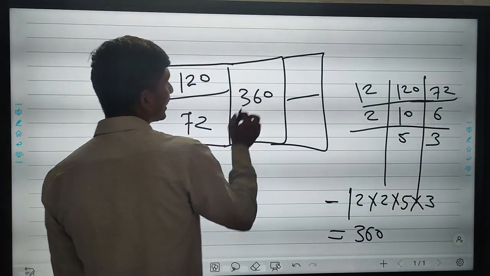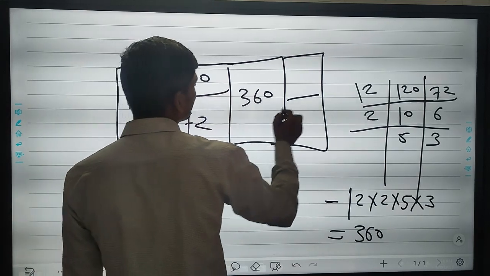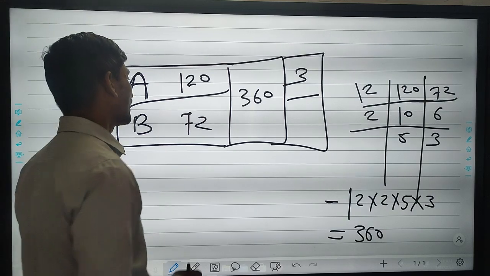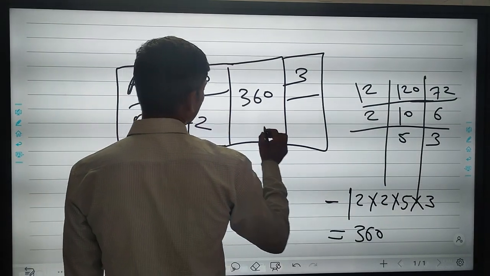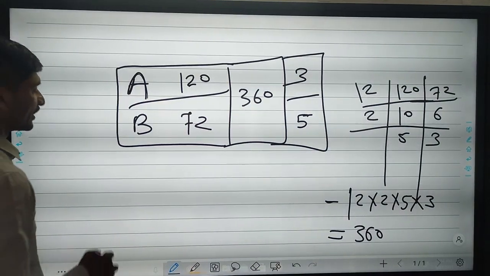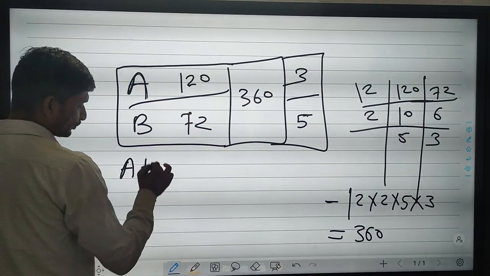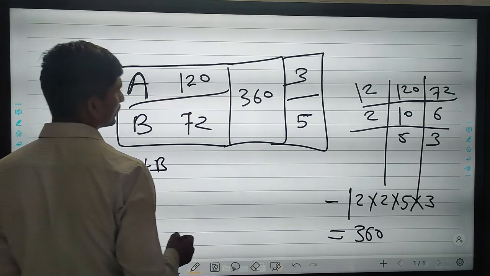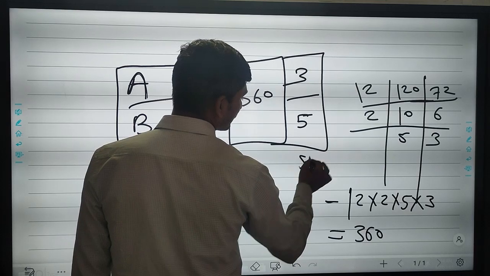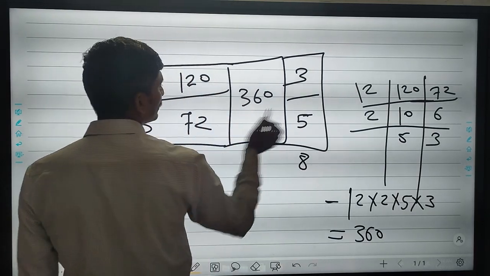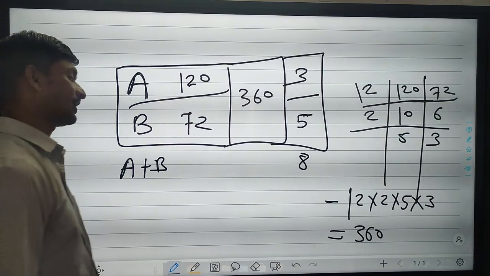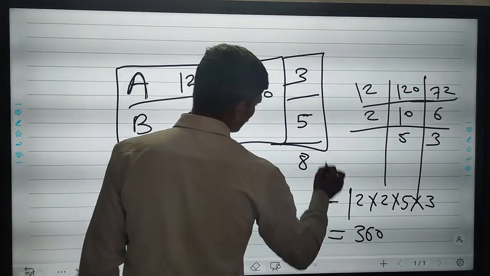Then 360 divided by 120 is 3, and 360 divided by 72 is 5. Now here A plus B work together. Then 1 day of work of A plus B is 8. A's 1 day's work is 3. B's 1 day's work is 5. Then A plus B together can do 8 works in 1 day.